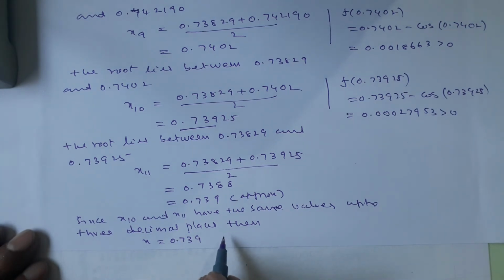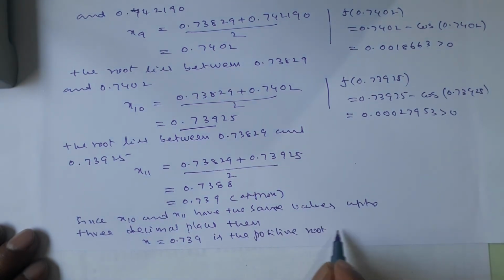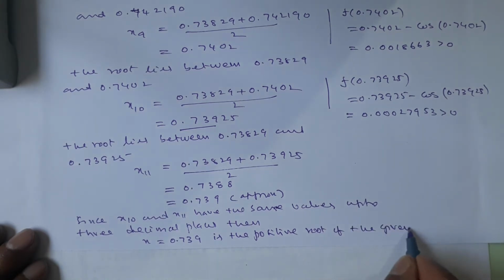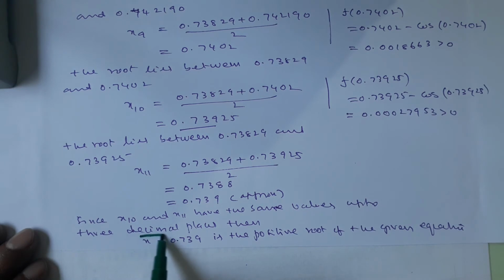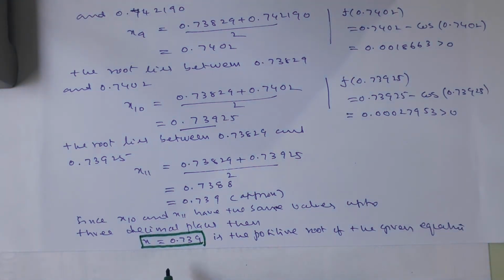is the positive root of the given equation. So correcting up to 3 decimal places, x10 and x11 almost have the same values. So x is equal to, up to 3 decimal places, 0.739, the positive root of the equation.